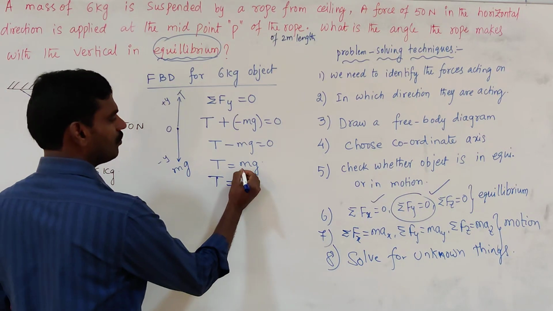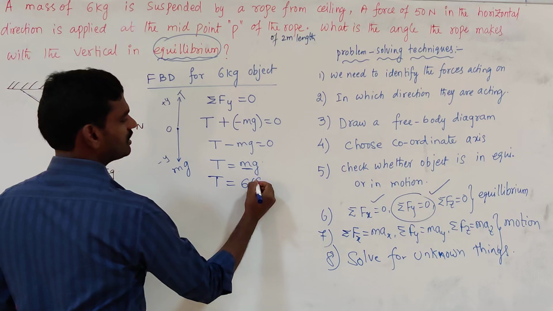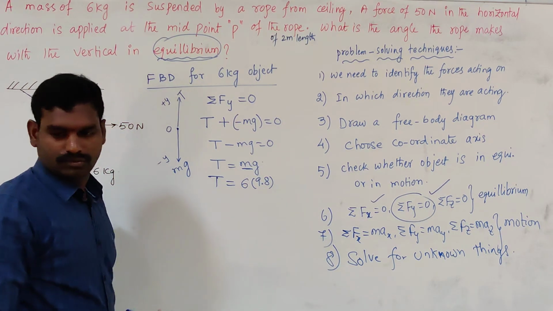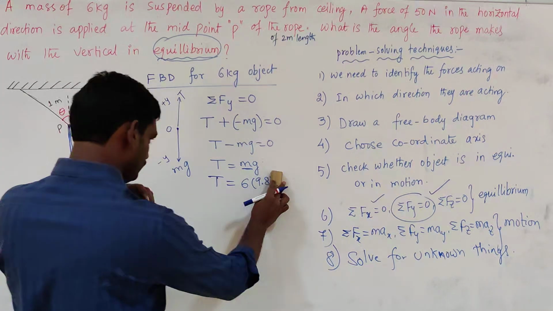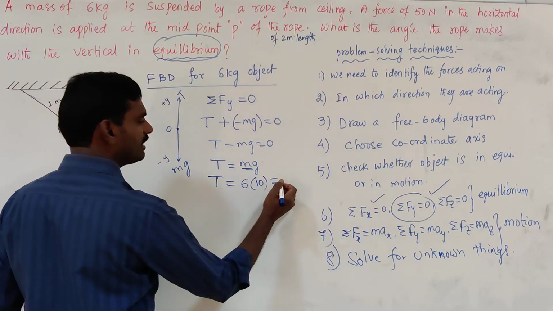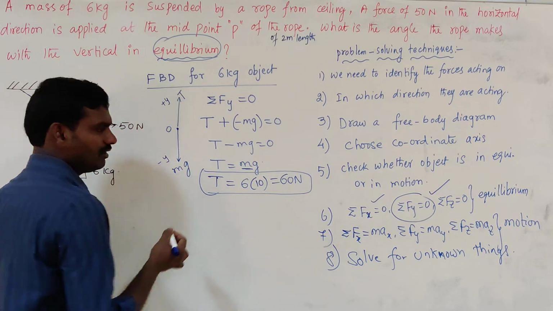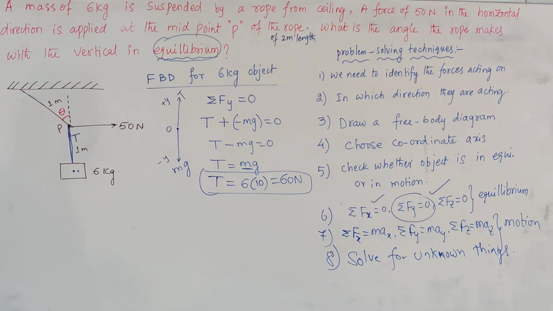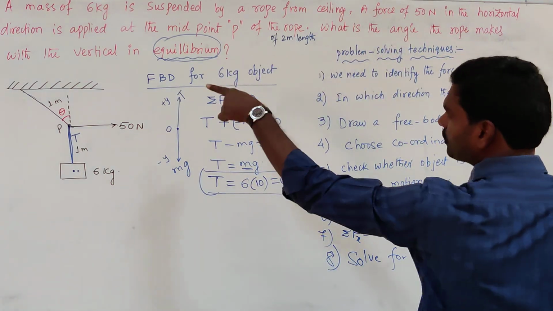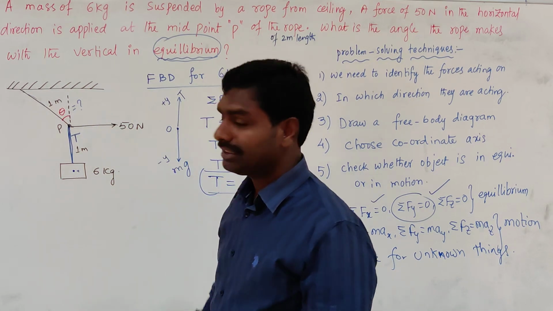Here T equal to, what is m here? M is nothing but 6 kg, and g is nothing but 9.8, or we can take it as 10 also for simplicity. So I am taking the g value as 10. So 6 into 10 is nothing but 60 newtons. We got the tension acting at this point. Okay, but our goal is to find the angle the rope makes with the vertical in equilibrium. We need to find this angle theta.